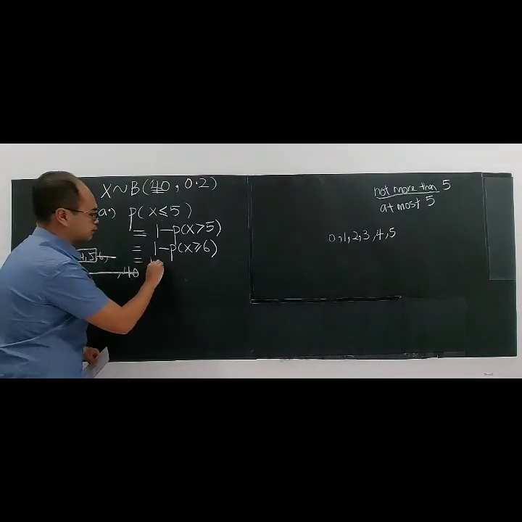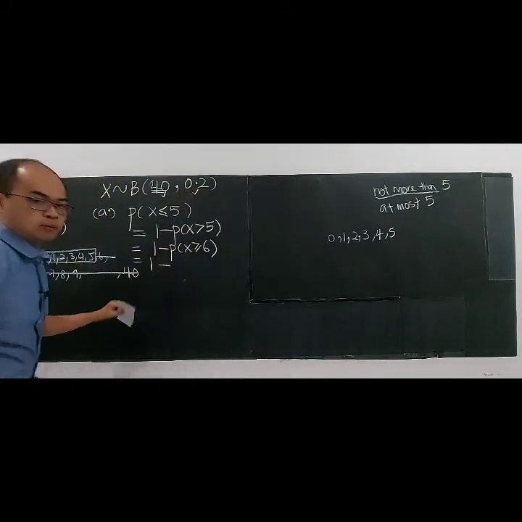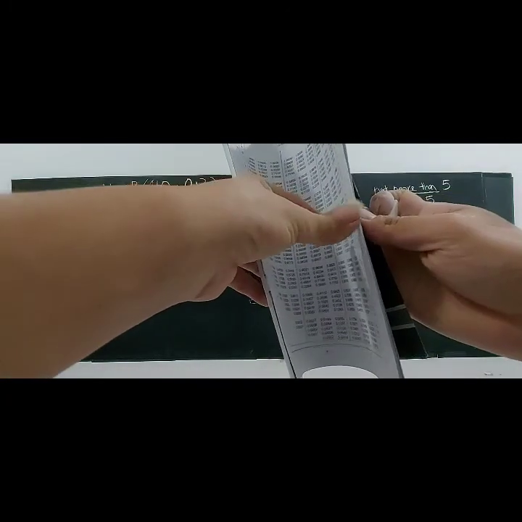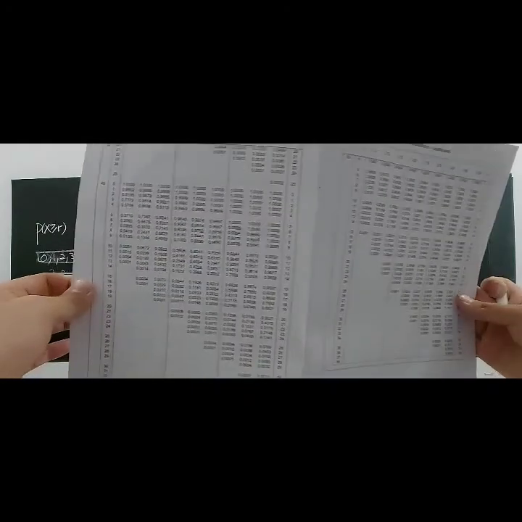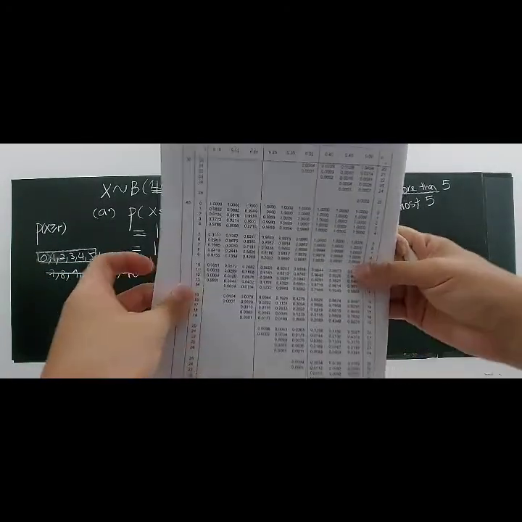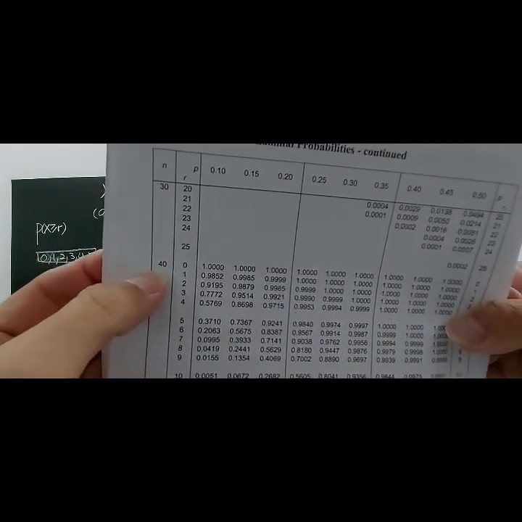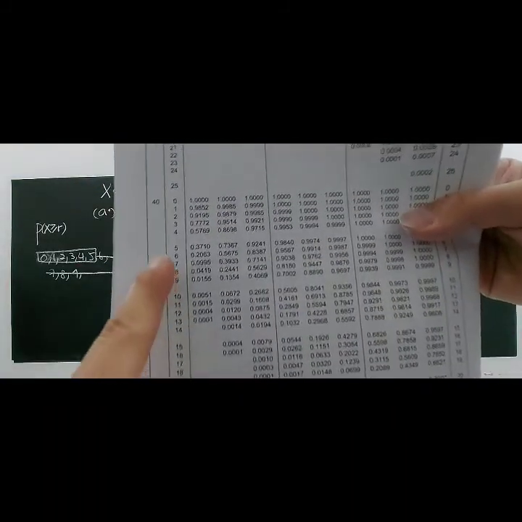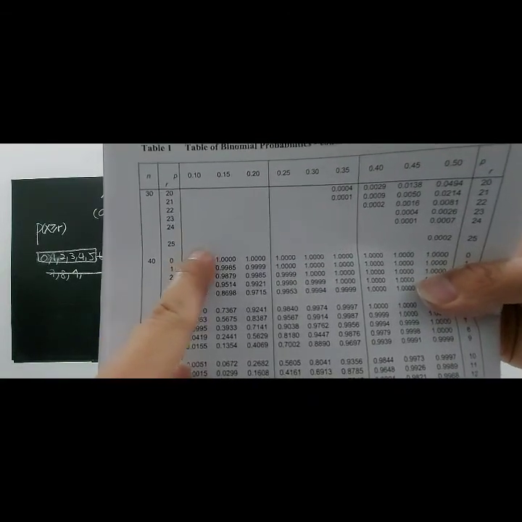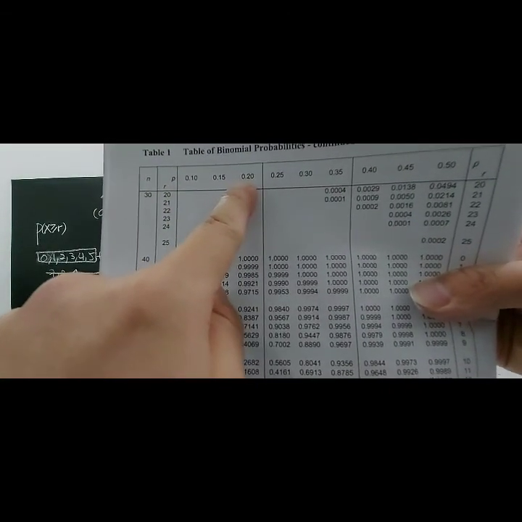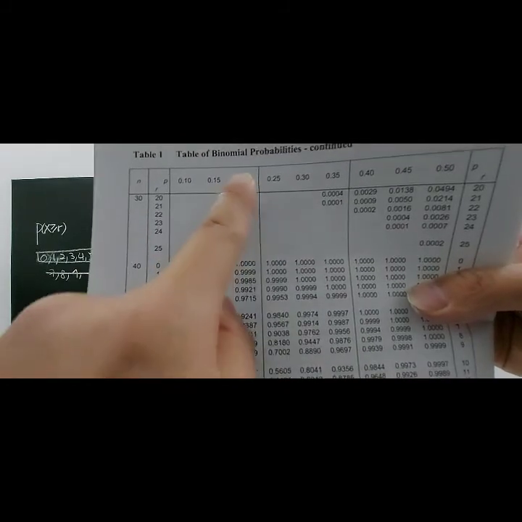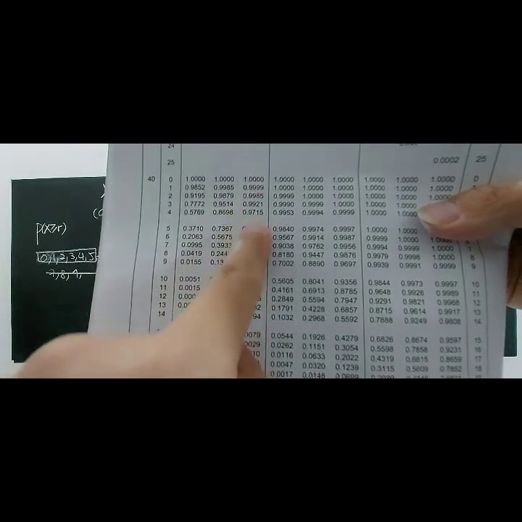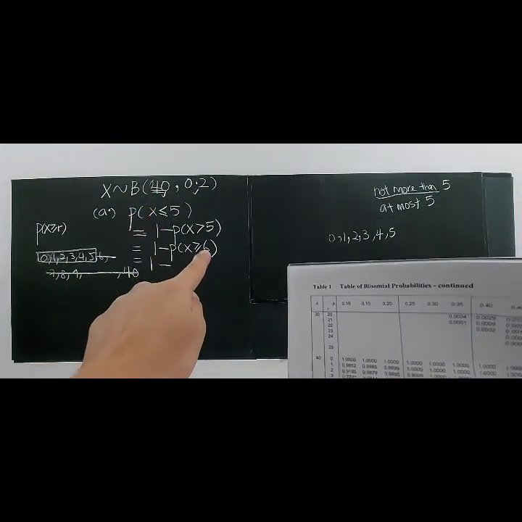So from the statistical table, read 40, 0.2. Okay, look at your statistical table. I'm just showing you, this is the statistical table that you must use. So you open to the page. Okay, 40, and 0.2. Here, this is 0.2, right? 40, 0.2, all this column here. Find the value where x greater or equal to 6.